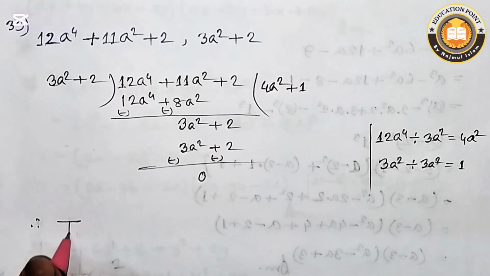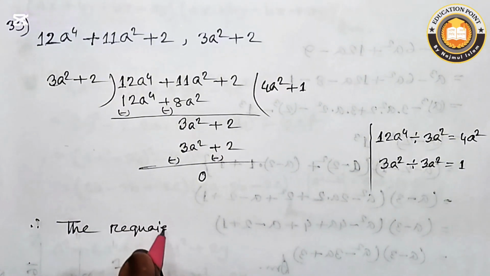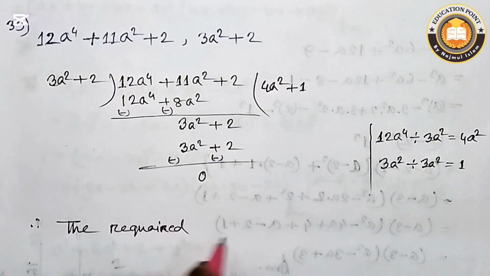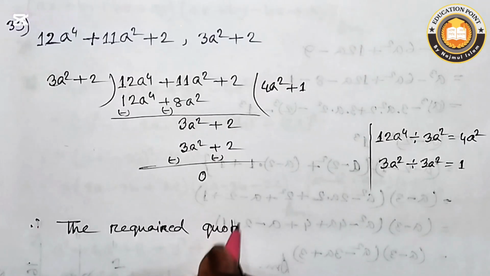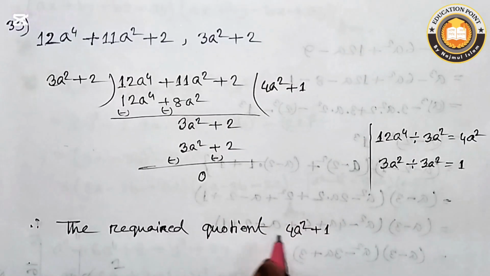So the required quotient is 4a square plus 1.